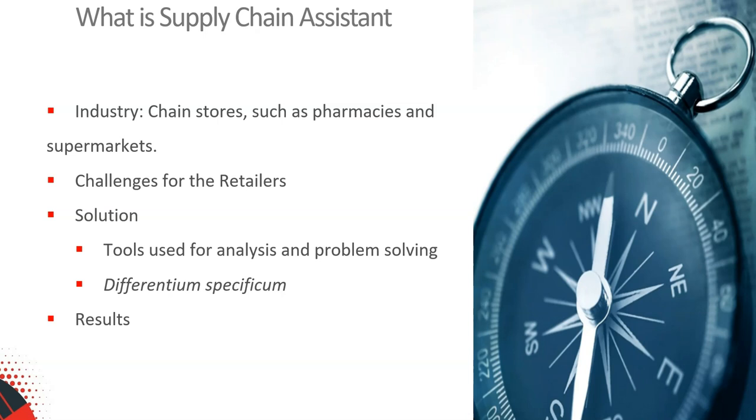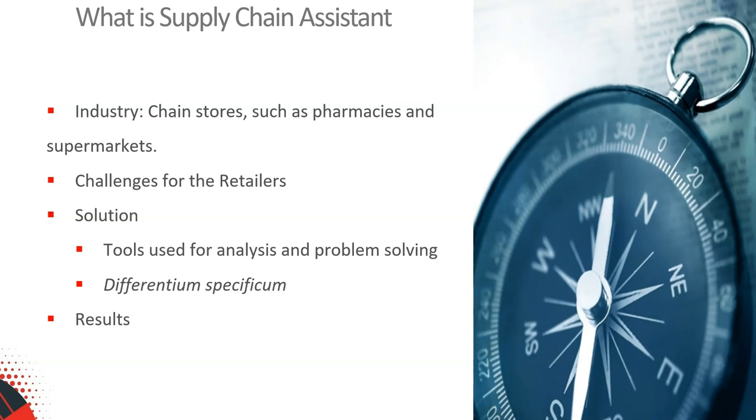Solution. The solution is to predict the optimal stock using machine learning. Based on that estimation and the current stock, one can plan replenishment. Tools used for analysis and problem solving. Machine learning algorithms as well as the replenishment algorithm that simulates the replenishment of every store with every product in its assortment. The replenishment algorithm is developed with respect to the client's specific needs.